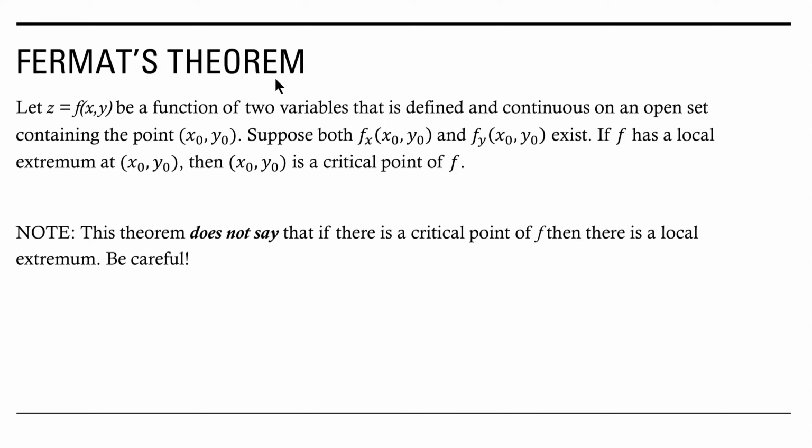y naught does not guarantee that there's an extrema. So Fermat's theorem says that if we have a function of two variables that is defined and continuous on an open set containing the point, this would ideally be your critical point, and suppose both the first partial derivatives of f at x in the x direction and in the y direction at that point exist. If f has a local extremum at that point, then that point is a critical point.